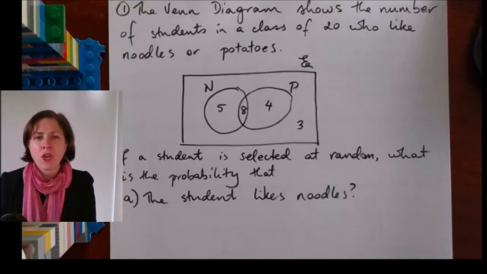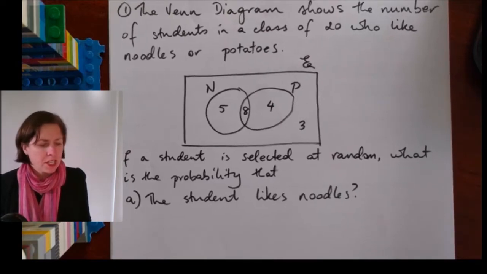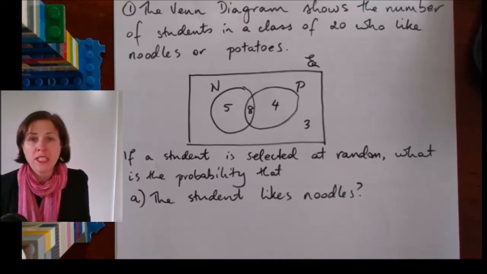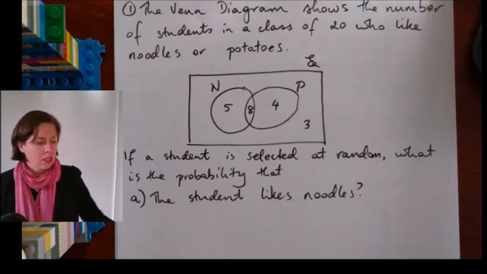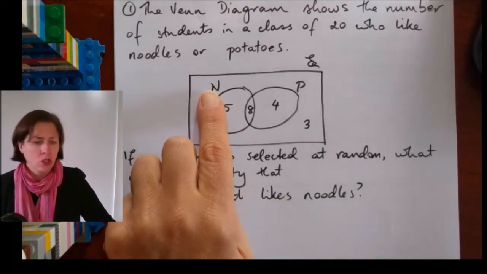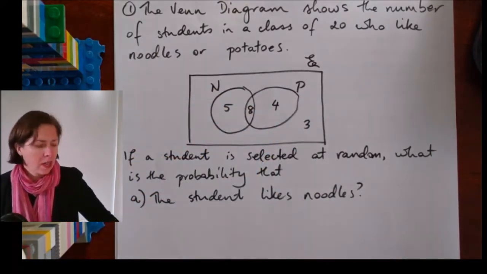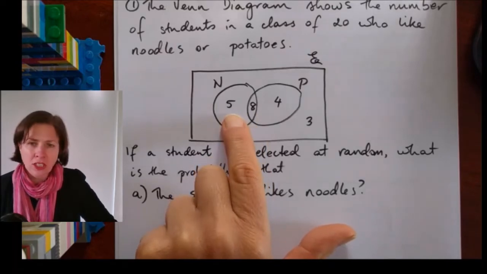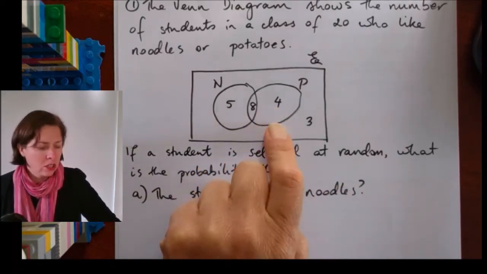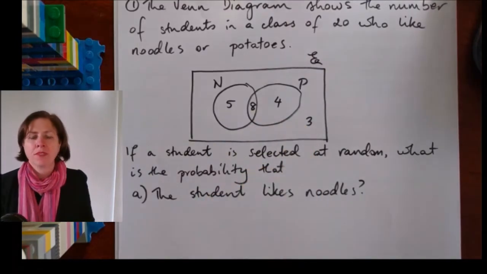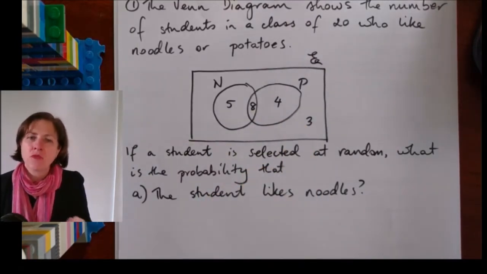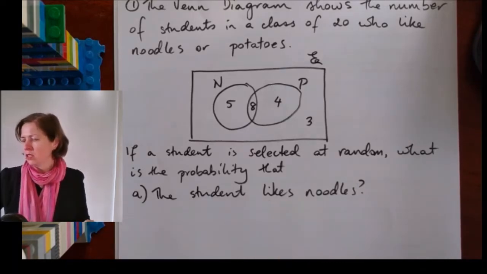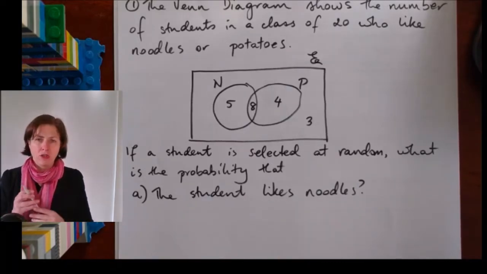Here's my first worked example. The Venn diagram shows the number of students in a class of 20 who like noodles or potatoes. So we can see I've used N for noodles and P for potatoes. I've got 8 students here in the intersection, 5 liking just noodles, 4 liking just potatoes, and 3 that like neither. Now, a student is selected at random. What is the probability that the student likes noodles? This is not a new skill. We know how to do this.